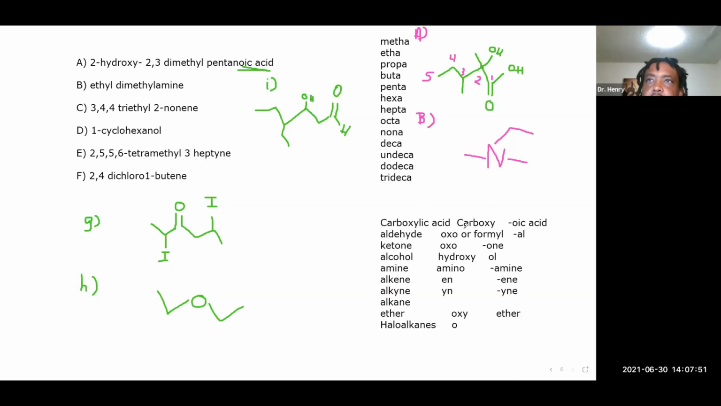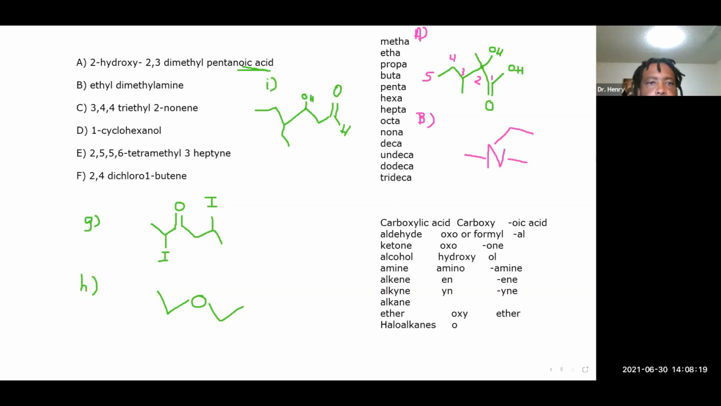That is correct. But why doesn't it have that H? It only has an H if there's not 3 attachments. This guy has 3 attachments. So it has the ethyl, it has the dimethyl. Here's your 2 methyls, and then it has the ethyl. If it had just the methyl and the ethyl, then you would have an H with it.